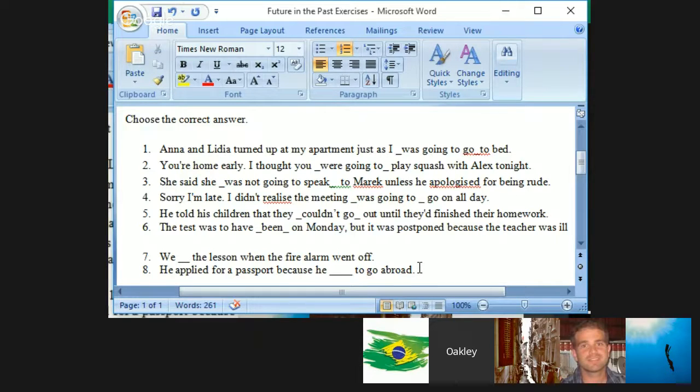Okay, I think it's a plan. We were going to do the lesson when the fire alarm went off. We were planning to do the lesson when the fire alarm went off. Okay. Well, thank you. Here's another variation. All right. We were planning to do the lesson. No doubt it's a plan.